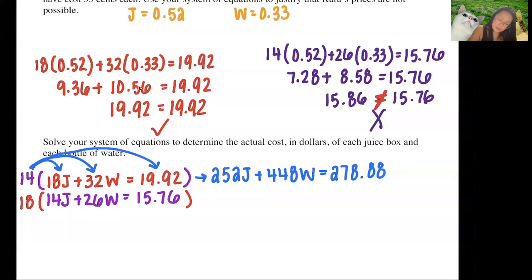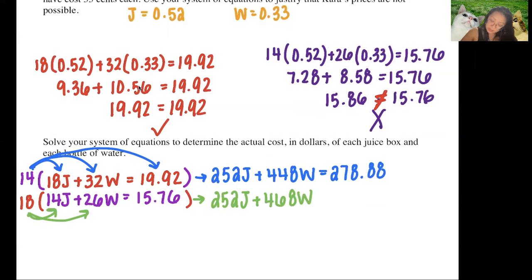Do the same thing for your bottom equation. 18 times 14 is 252J. 18 times 26 is 468W. And then 18 times $15.76 is going to be $283.68. Again, we still don't have opposite coefficients.